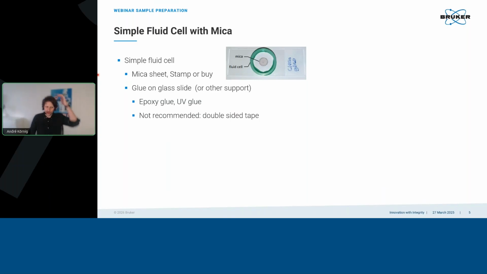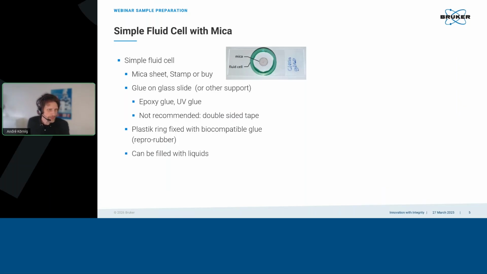People still use double-sided tape to tape it down, which I wouldn't recommend, because often it has some freedom and it moves quite a bit. So if you want really high resolution images, double-sided tape is not recommended. Really fix it on your substrate. Then for measuring in fluid, we bind a plastic ring around it with some biocompatible glue, and this allows us to fill it up with liquid.